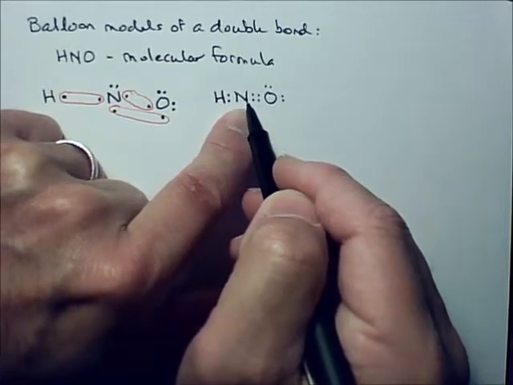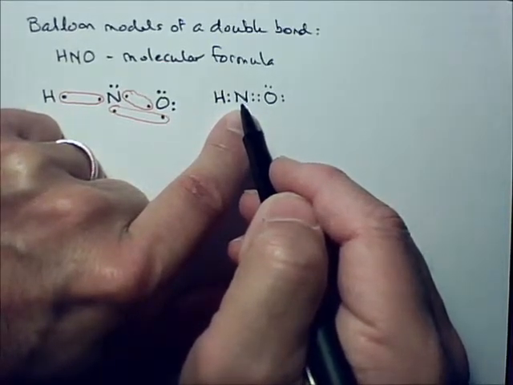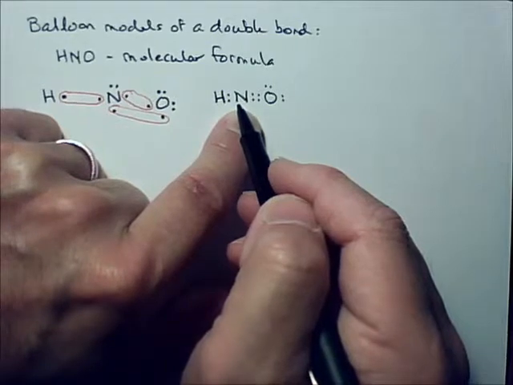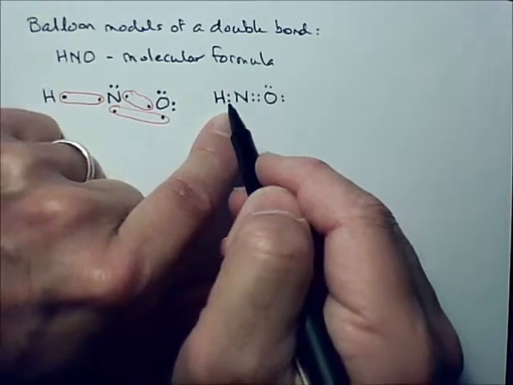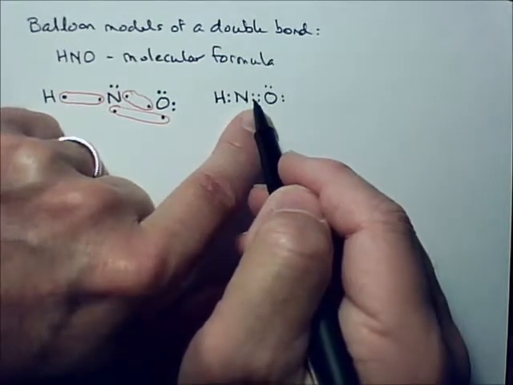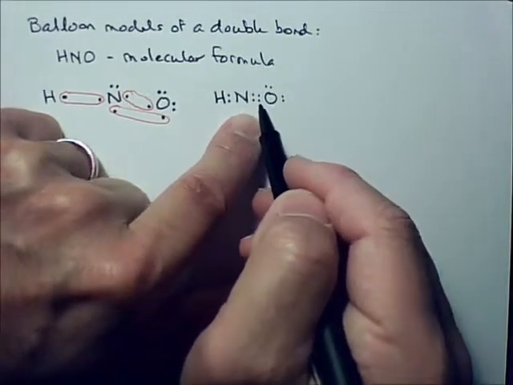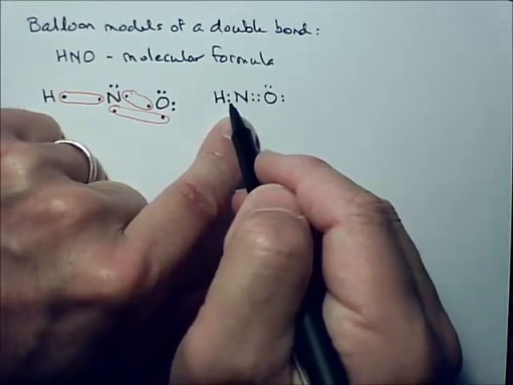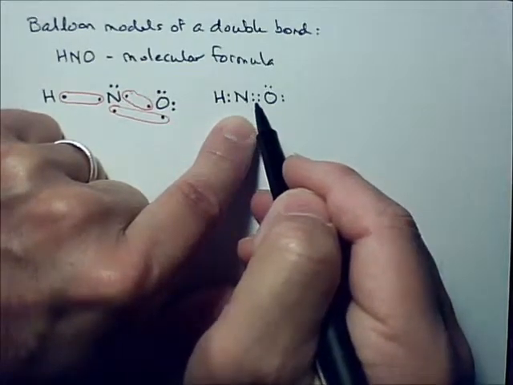A set of electrons is defined as all the electrons shared between 2 atoms. So there are 2 electrons shared between hydrogen and nitrogen. That's a set. There are 4 electrons shared between nitrogen and oxygen. That's a set. So there's a total of 2 sets here.